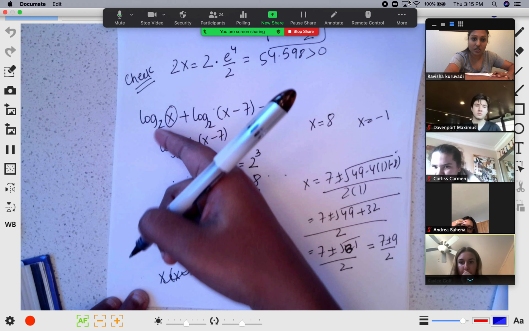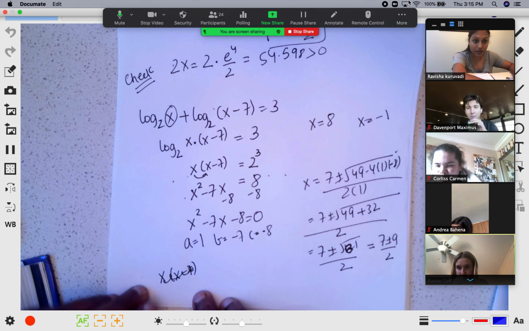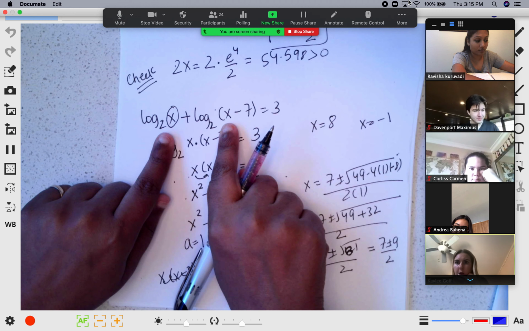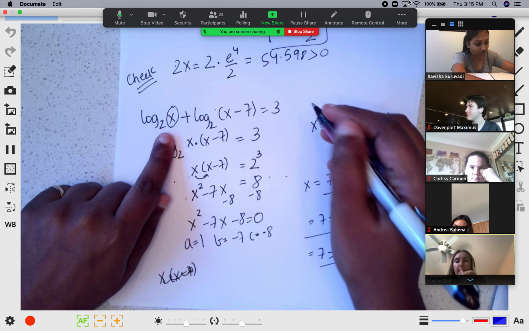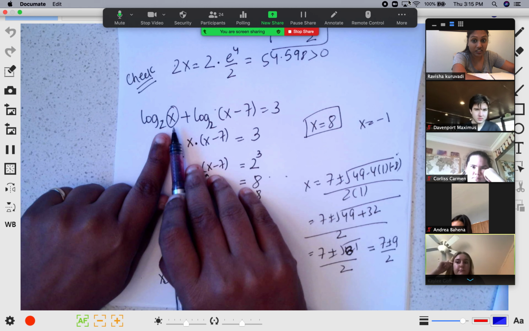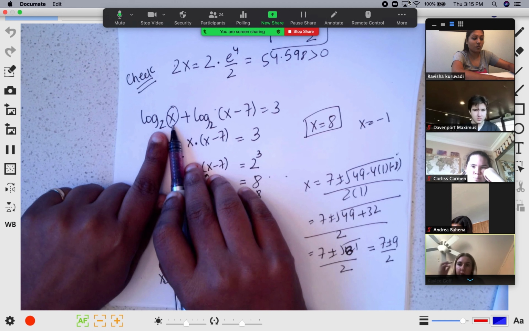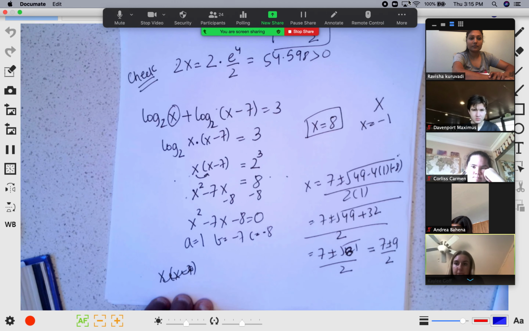Let's check for just the first x. When I put here 8, it is positive, right? Yes. 8 minus 7 is 1. It's positive, yes. So this is definitely my answer. Let's check for -1. When I put here x as -1, this becomes negative, right? So that means this is not my answer. My only answer is x is equal to 8.